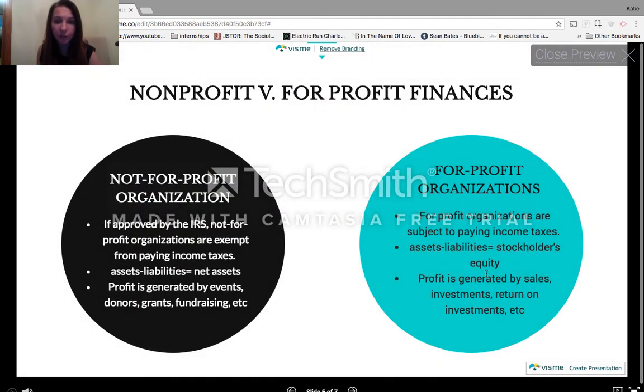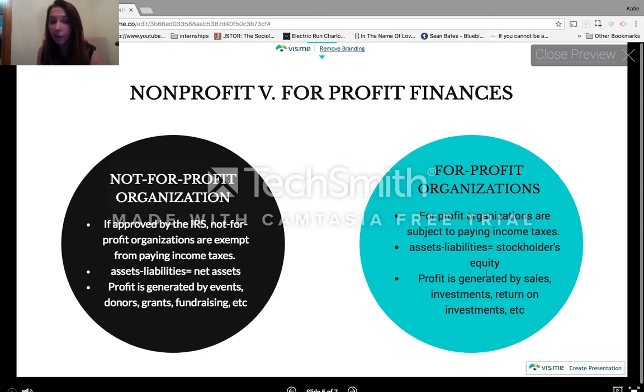Now we will go over a few differences between not-for-profit and for-profit finances. Not-for-profit organizations, if approved by the IRS, are not subjected to income taxes. However, for-profit organizations must pay income taxes. Do you guys remember the equation that drives income statements? Assets minus liabilities equals stockholder equity.